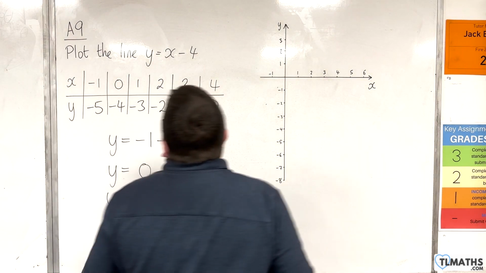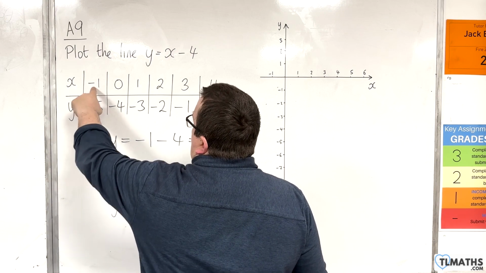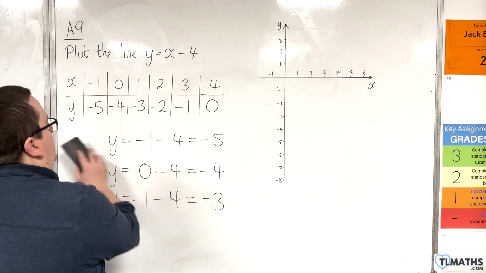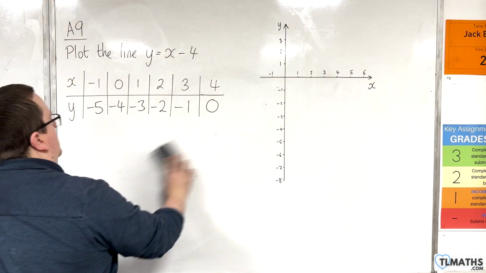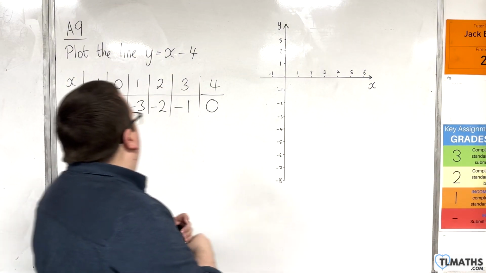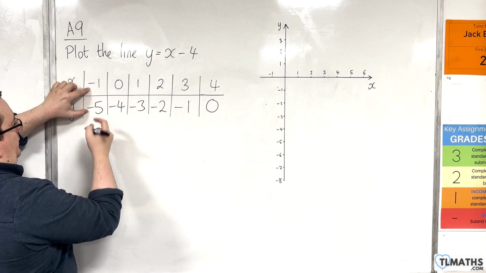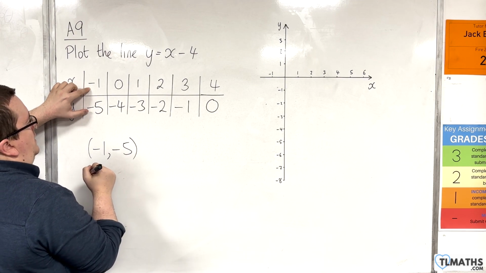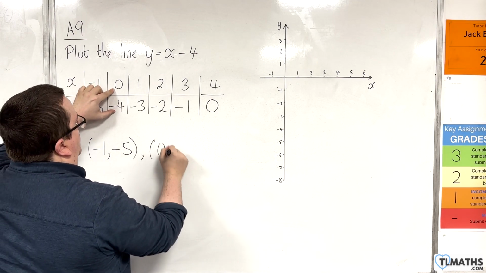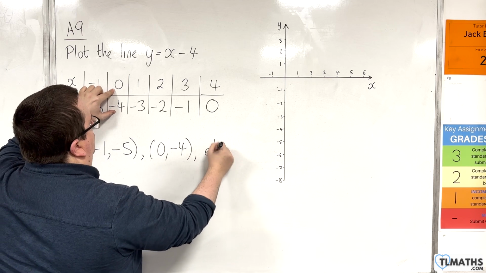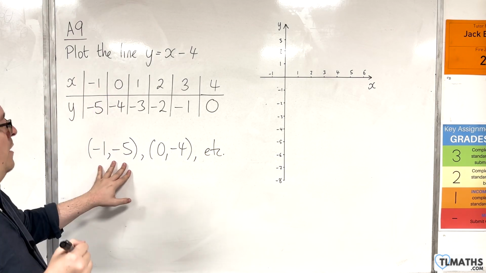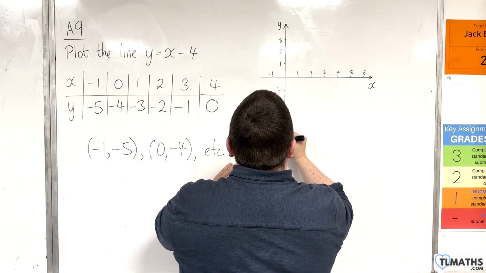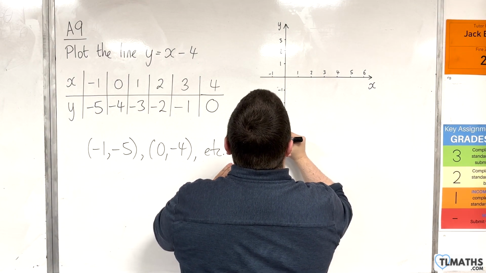So this one is -1, -5. So let's just erase this working and make sure that we're interpreting this. This column represents -1, -5 as coordinates. And then we've got 0, -4, etc. So -1, -5 is the first point. So -1, -5. So somewhere about there.